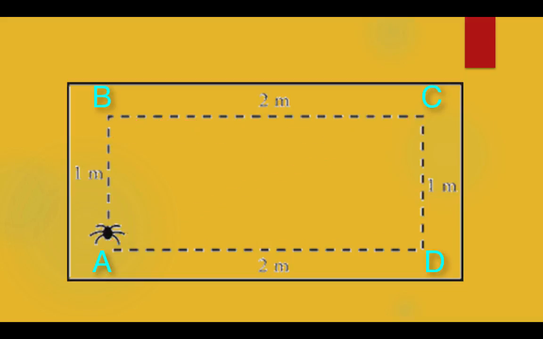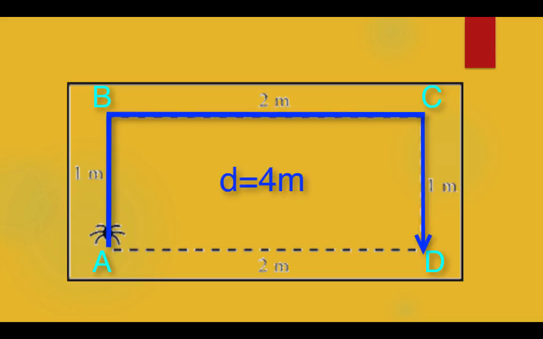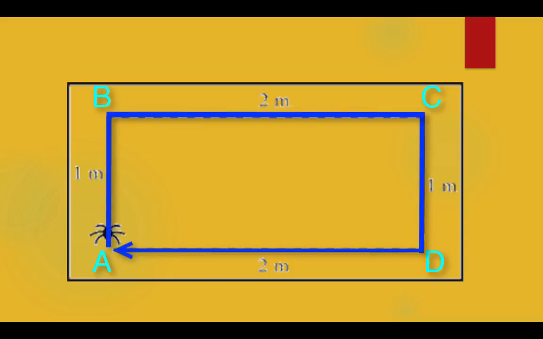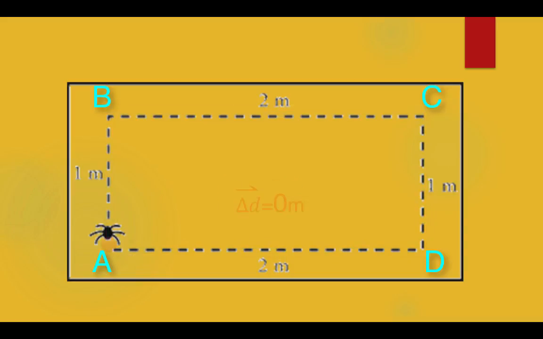When the spider makes the turn down to point D, it will have walked a distance of 4 meters and its displacement would now be 2 meters to the right. Once the spider turns left and returns to the beginning, point A, it will have traveled a total distance of 6 meters, while its total displacement will be 0 meters.